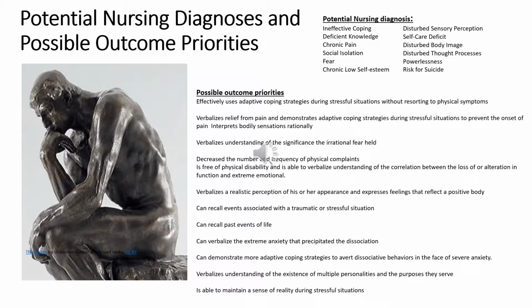Nursing diagnosis and outcome priorities for dissociative and somatic symptom disorders are aimed at coping, knowledge, and perception, with goals of having the patient be able to identify contributing behaviors and precipitating factors to dissociative and somatic symptoms.